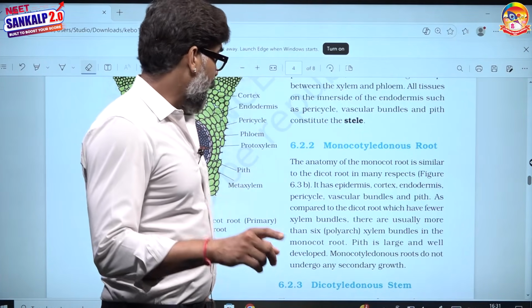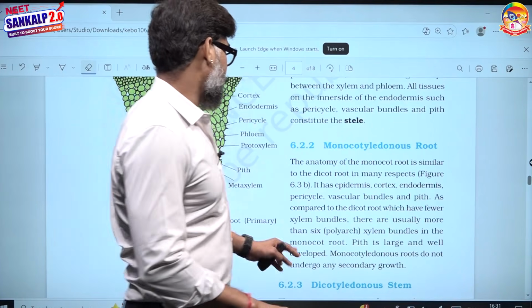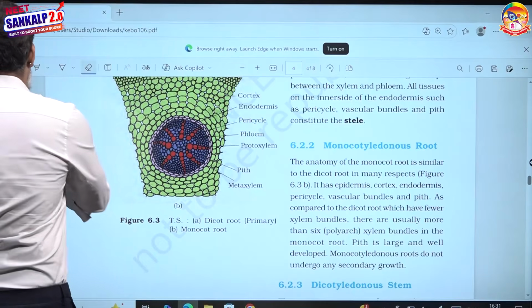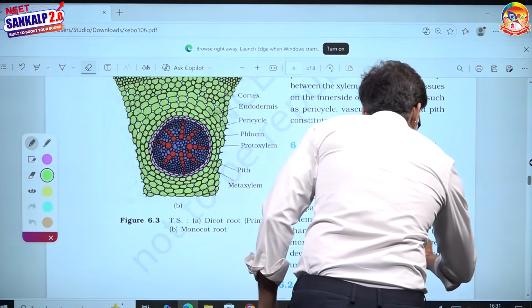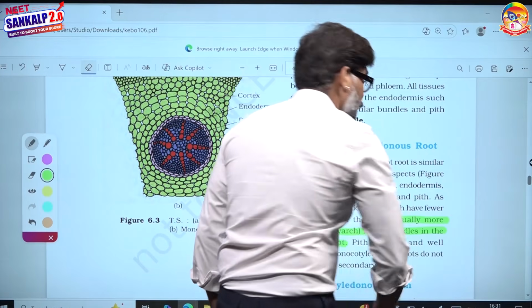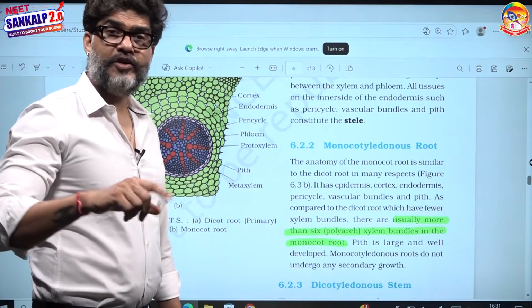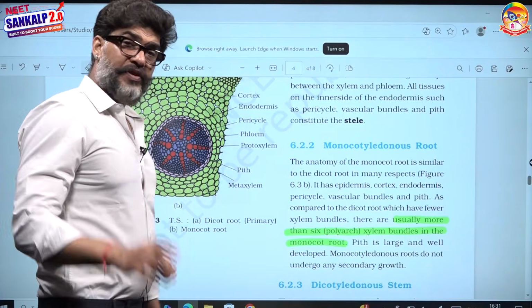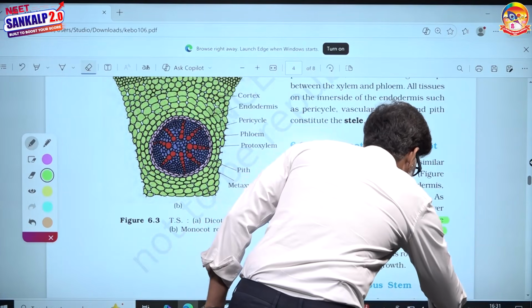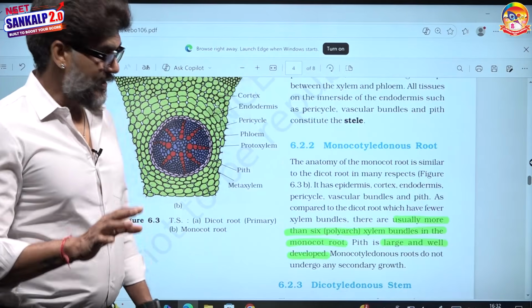Second thing, the number of xylem and phloem patches is usually more than 6. As mentioned here, we will observe a polyarch condition, usually more than 6 xylem bundles. In dicot root we have discussed diarch to tetrarch, here hexarch or more than that. Pith is here large and well developed, where it was small and inconspicuous there. And there is no secondary growth.